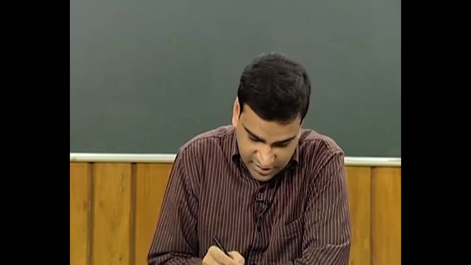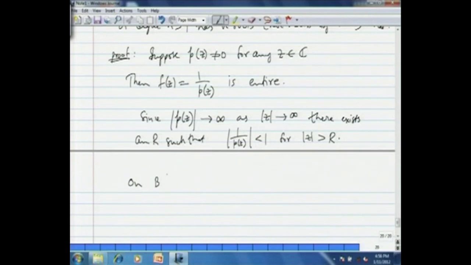And then on B 0 R bar, the closure of B 0 R itself, 1 by p of z is a continuous function; it is analytic by assumption. So, this is continuous and hence is bounded, because continuous functions on compact sets are bounded, and B 0 R bar is a compact set.